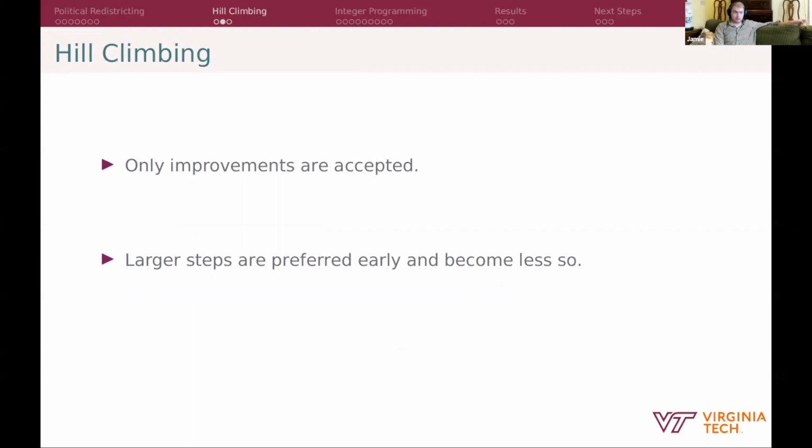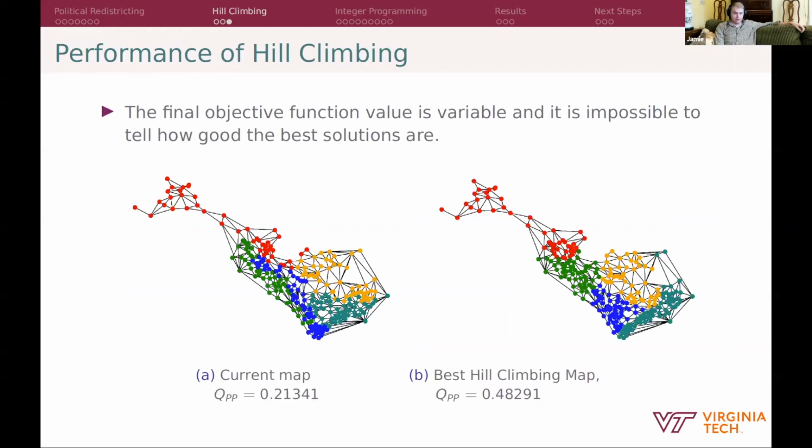This is different from some MCMC algorithms in that only improvements are accepted. There's nothing stochastic about whether or not a new map is accepted as incumbent. And larger steps are preferred early and become less preferred as the algorithm continues. So hill climbing offers quite a large improvement over the standard in this region and in every region we've looked at. But it doesn't converge to a specific map, so it's kind of difficult to tell exactly how good our best solutions are.